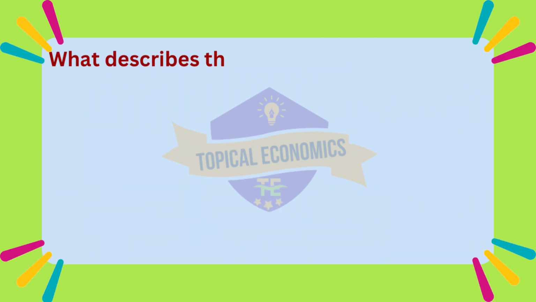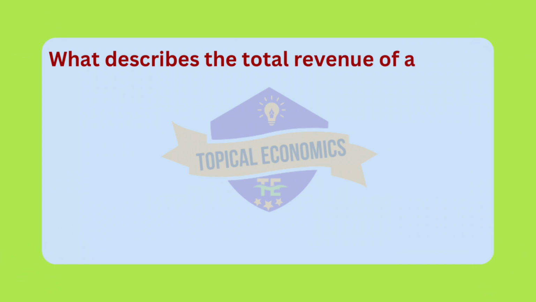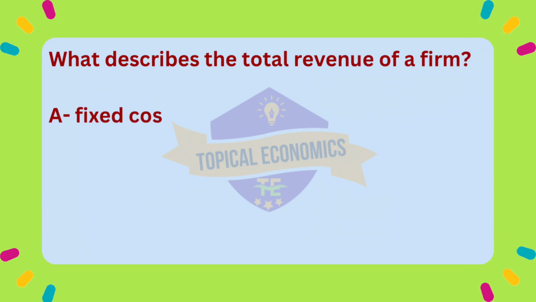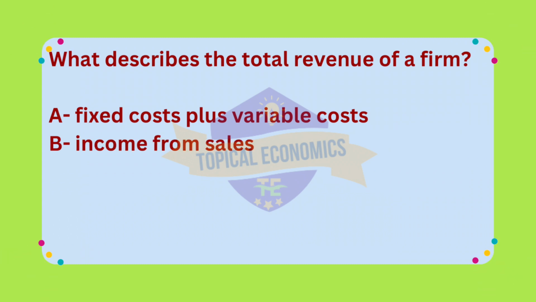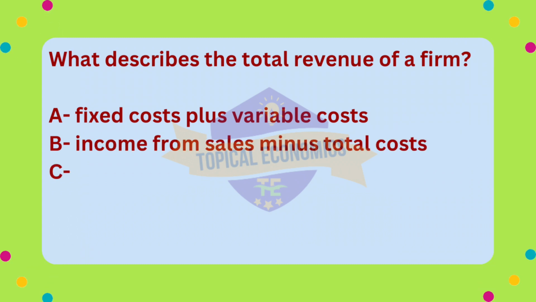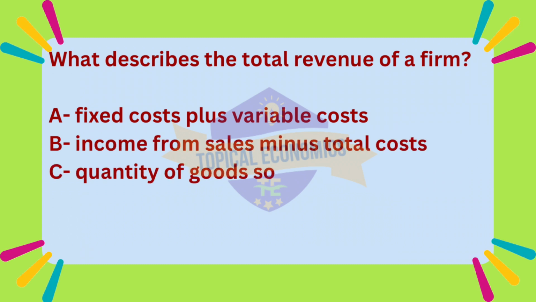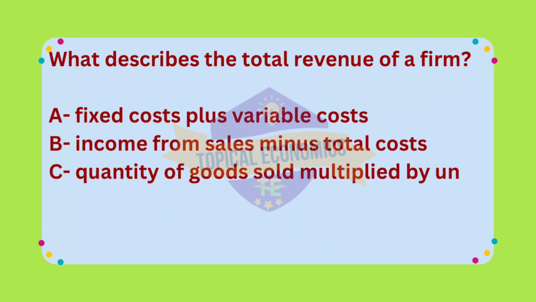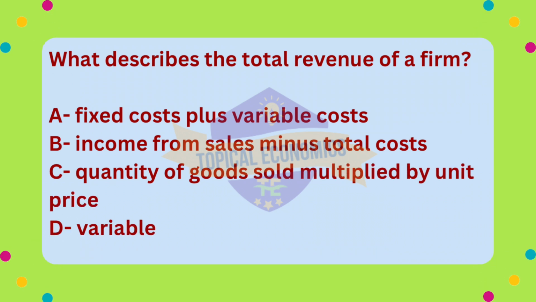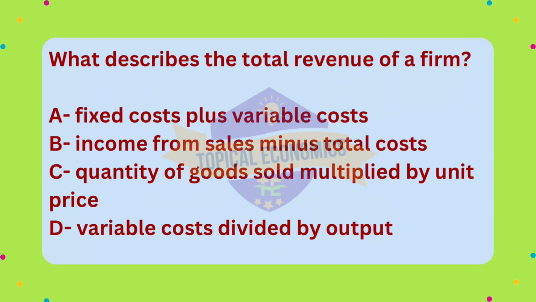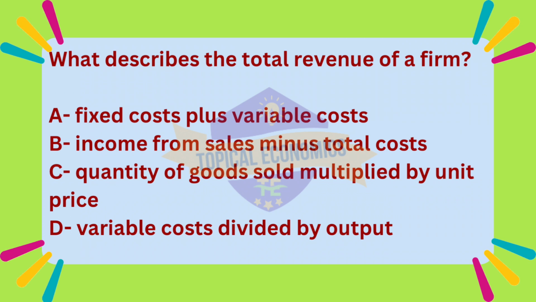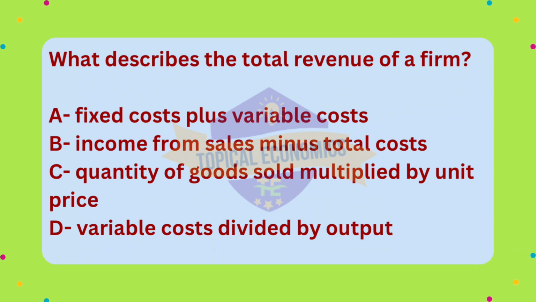Moving to question 14. What describes the total revenue of a firm? A. Fixed costs plus variable costs. B. Income from sales minus total costs. C. Quantity of goods sold multiplied by unit price. D. Variable costs divided by output. Reference, 2021 May-June version 3. The correct answer for this question is option C, quantity of goods sold multiplied by unit price.